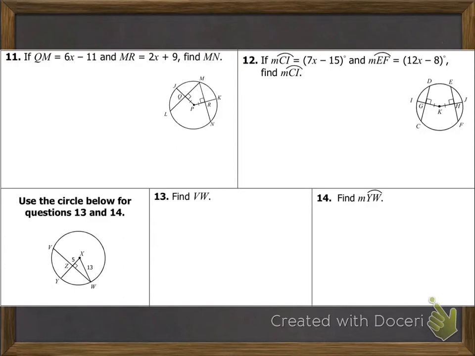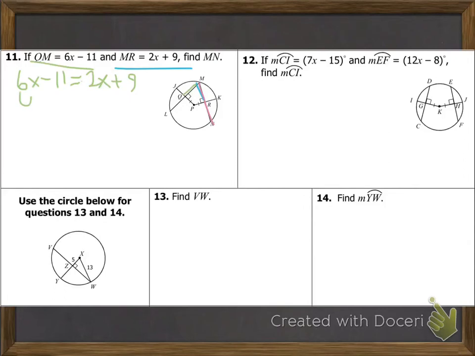Let's look at number 11. So it says if QM, which is this little piece right here, and MR, which is this piece right here, are their respective measures, find MN. So we're actually looking for the entire measure of MN, but we only know half of it, MR. So first, you know that QM and MR are equal, so set them equal to each other. So we're going to have 6x minus 11 equals 2x plus 9.